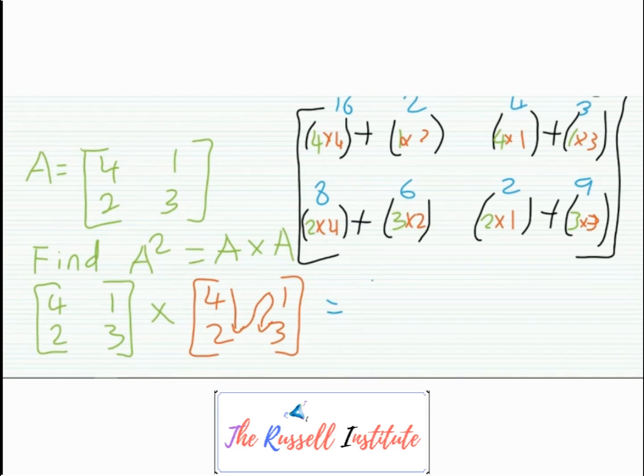16 plus 2, 18. 4 plus 3, 7. 8 and 6, 14. 2 and 9, 11. And there we have our result. Matrix multiplication could not be any easier.